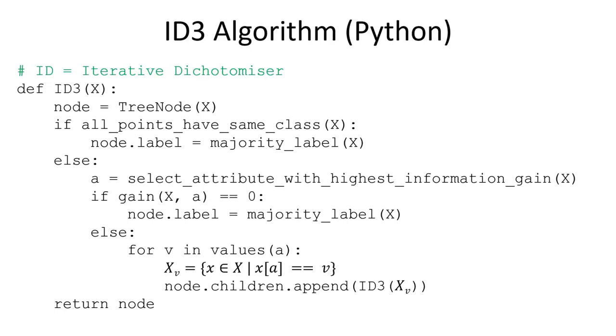This is the ID3 algorithm. It is also based on the entropy values and the majority label. Here, all the points have the same class. So this is the full ID3 algorithm in Python. You can find the exact code on Kaggle, or you can find the exact code on GitHub.